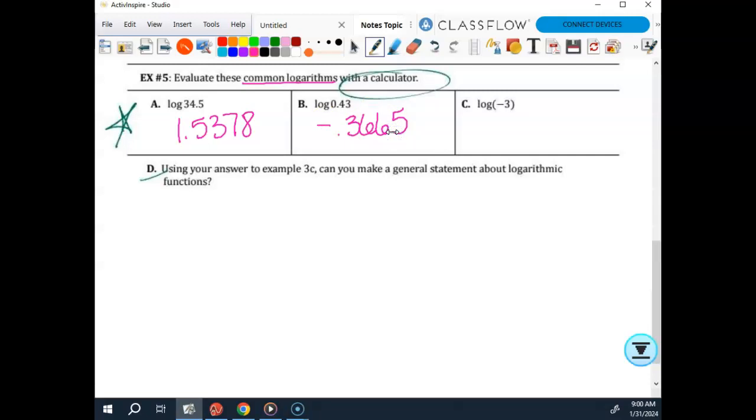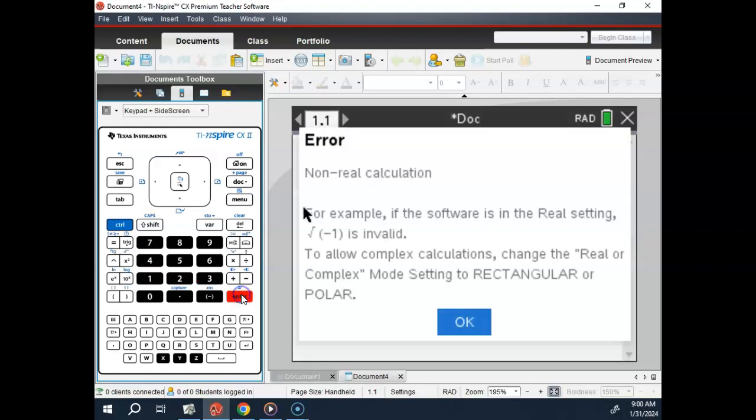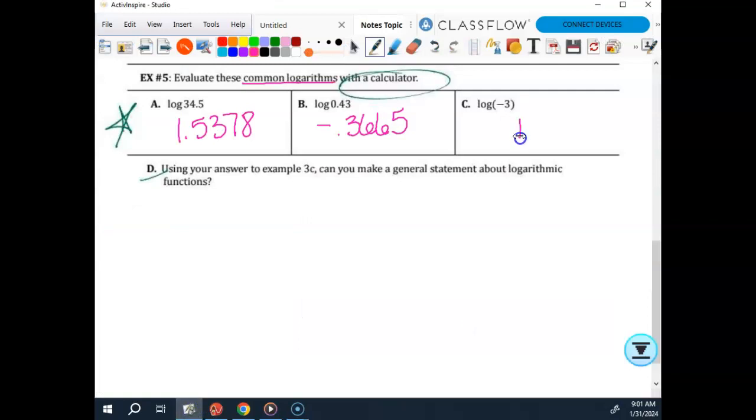All right, so then let's do log of negative 3. So log base 10 of negative 3. Type that one in. And instead of just getting a syntax error, which sometimes means you don't have enough parentheses or something doesn't make any sense, this is telling you it's not that it doesn't make any sense, it's just that you're going to have a non-real calculation. Does that mean you did something wrong? No. That just means that this answer does not exist.